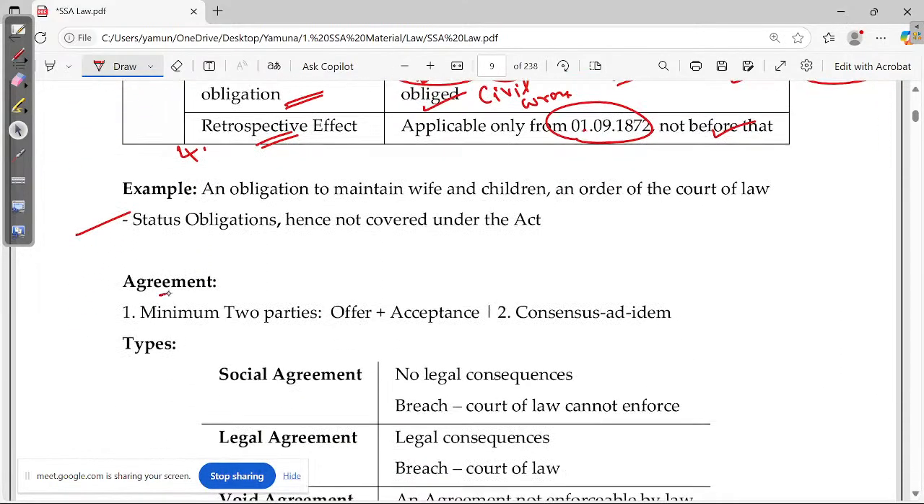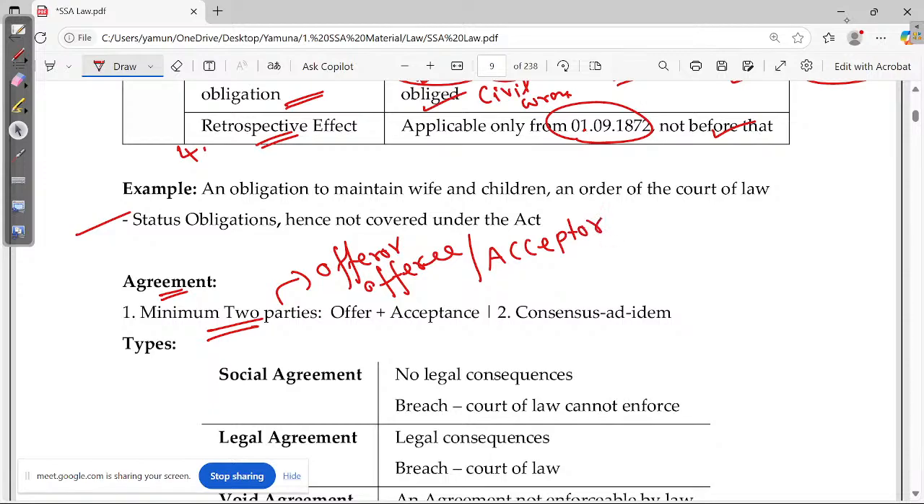Now we'll step into agreement. All this we have discussed in the earlier classes. Who are the two parties? We'll name the two parties here: one party offering will be called the offerer. Another party will receive the offer, called the offeree. If that person accepts, will be called the acceptor. The person is offering, so offerer, the person is accepting, so acceptance. So the two parties will be involved in some relationship with offer and acceptance. Second is consensus ad idem.